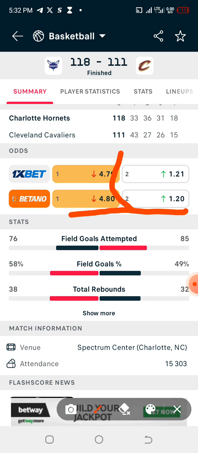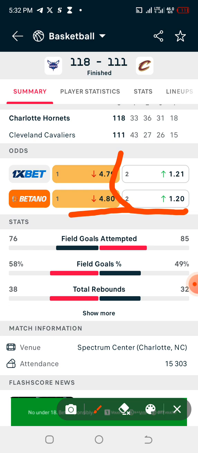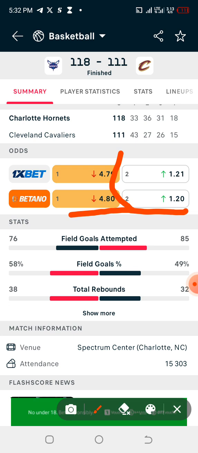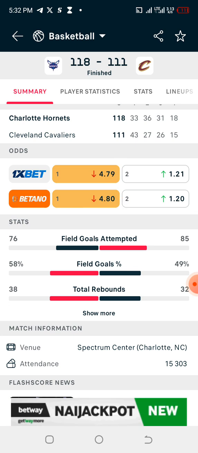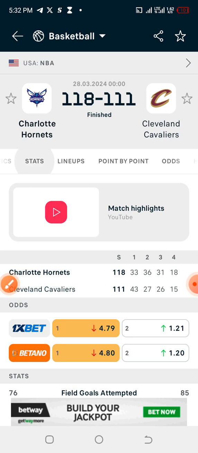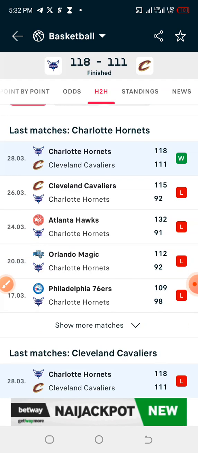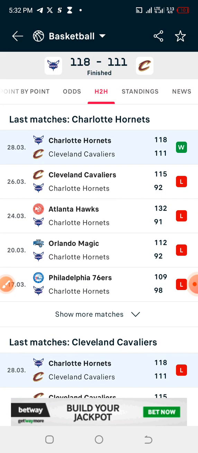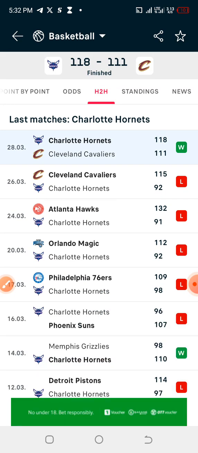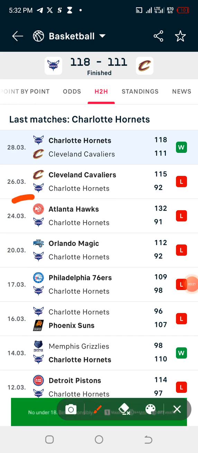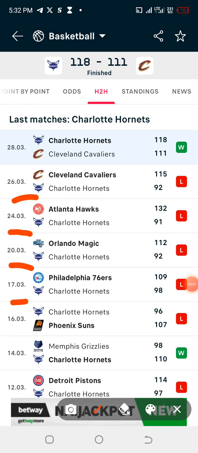Now we are going for the away team, and let's look at the previous games that the away team has played with other opponents. So I'm going to check their head to head. Now we have the head to head here and the history of the last previous games with other teams. I'm going to check only the last 5 games they played with other teams. Now we have 1, 2, 3, 4, 5.